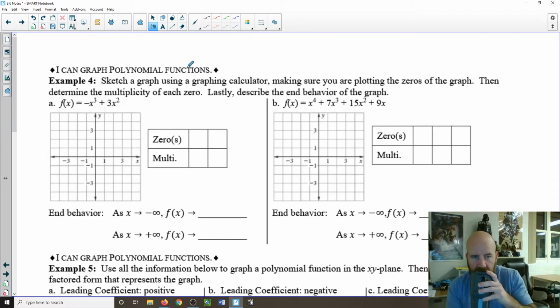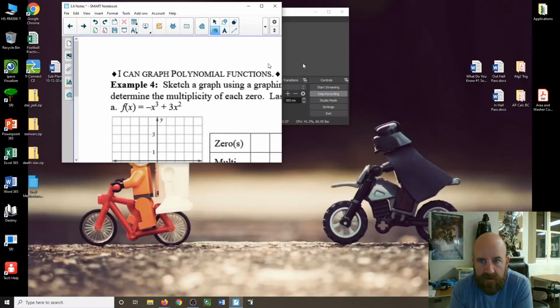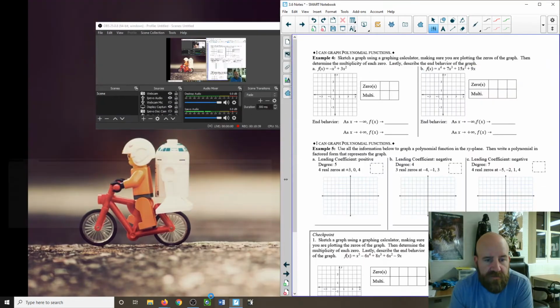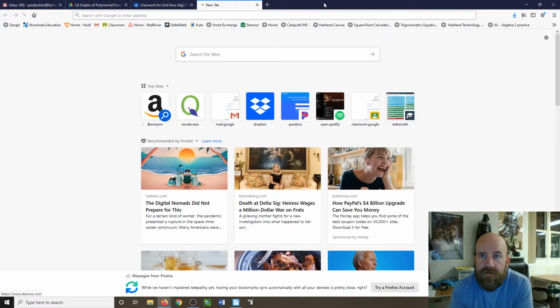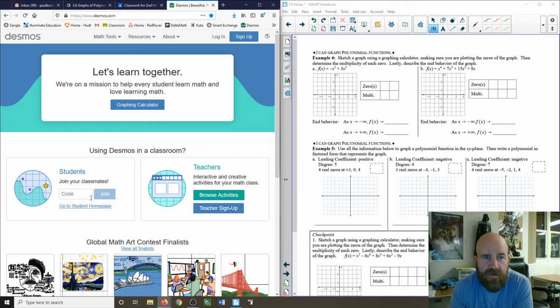All right. So next thing here. Sketch a graph using graphing calculator, making sure you are plotting the zeros of the graph, then determine the multiplicity of each zero. Lastly, describe end behavior of the graph. All right. So actually, I'm going to go ahead and graph this out with you so we can see.